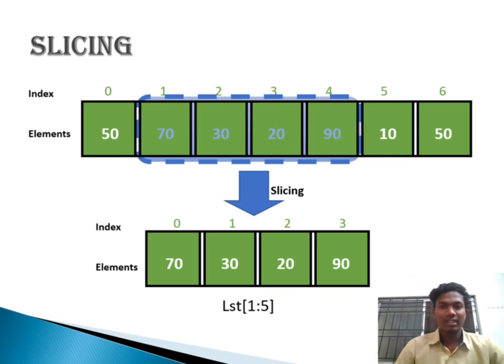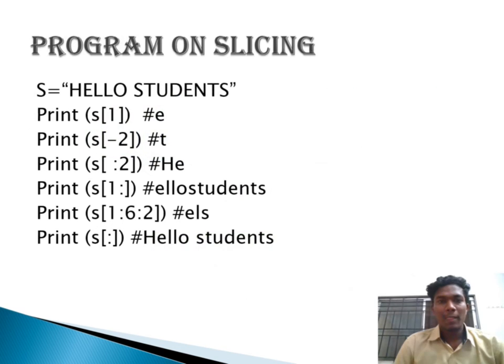As we see, the list contains 7 elements. Positive index starts from 0 to n minus 1, meaning 0 to 6. Elements: 50 index 0, 70 index 1, 30 index 2, 20 index 3, 90 index 4, 10 index 5, 50 index 6. On slicing 1:5, we get the output 70 index 0, 30 index 1, 20 index 2, 90 index 3.